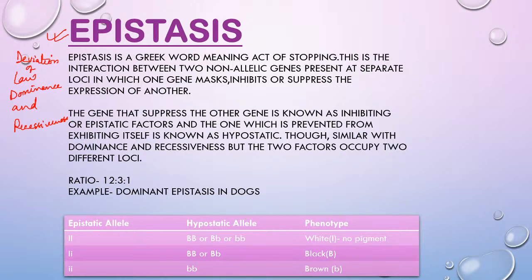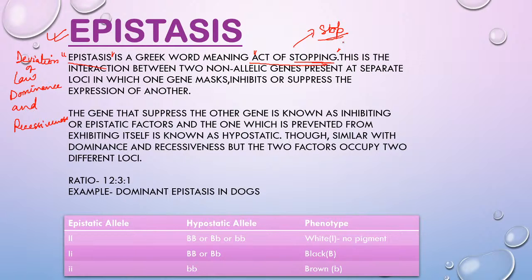So what does epistasis mean? Actually, epistasis is a Greek word, and it means act of stopping. इसका मतलब क्या है? Act of stopping मतलब कुछ चीज हो रहा है, कुछ काम हो रहा है, कुछ एक्टिविटी हो रही है, उस एक्टिविटी को क्या करता है? ये स्टॉप कर देता है, रिप्रेस कर देता है.